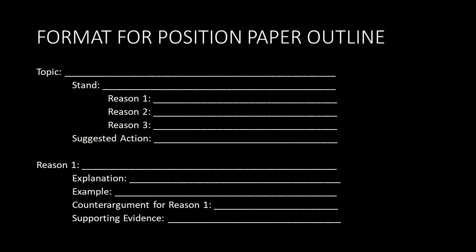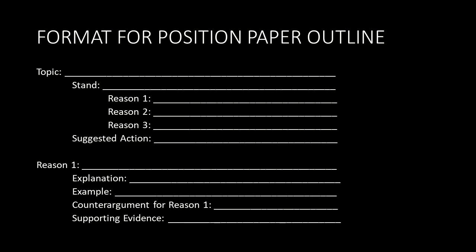And to give you an idea how an outline for a position paper will look like, this is my suggestion. As you can see, I'm making use of the PREP method. Point, reason, example, point. Okay, so that way I get to organize my thoughts and I get to signpost the points made in the position paper. So we begin with the topic, followed by the stand, and then reason 1, reason 2, reason 3. Lastly, you have your suggested action. That's for paragraph 1. Okay?